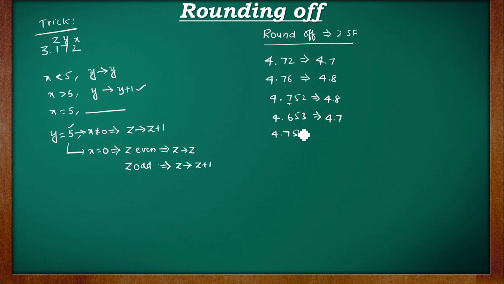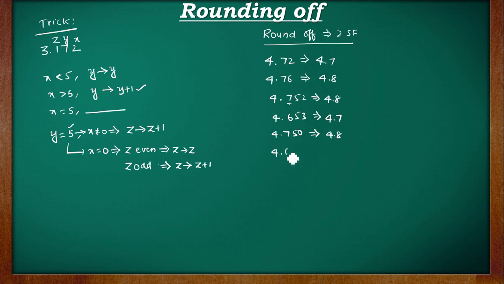4.750. This number is a little different. You have to see the y value is 5 and the x value is 0. Then you have to check whether z is even or odd. If z is even, then you have to keep that number as it is. If z is odd, you have to raise that number by 1. So z is odd here, so you have to raise that number by 1.